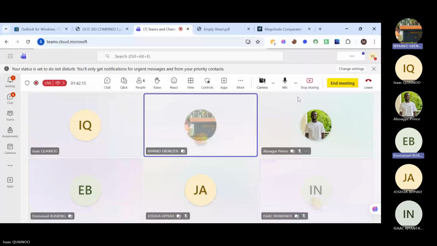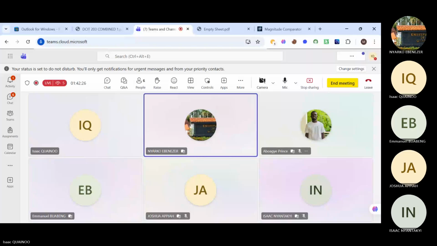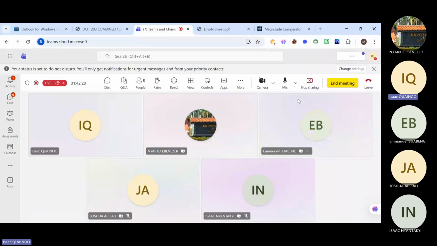Actually, some of us are gaining a little ground on this concept. I believe that by Saturday, we should have been able to cover everything holistically.